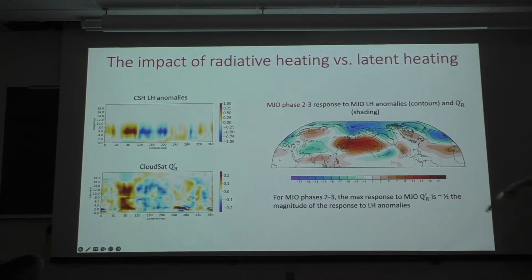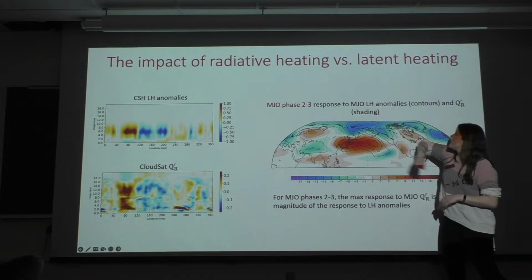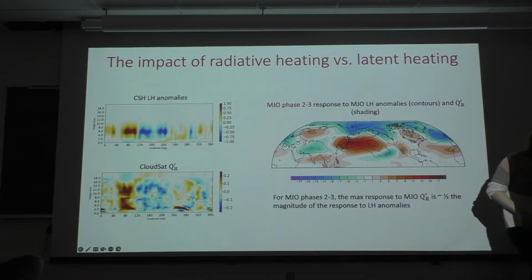And if you compare the magnitudes here, this goes up to around 14 meters. So that's 50%, that's half the magnitude, right? So QR is about half the magnitude of the response to latent heating anomalies. That's not negligible. Oftentimes when we think about teleconnections, our mind automatically goes to the latent heating. Well, the latent heating forces these teleconnections that we see, but the magnitude of the response forced by latent heating versus the response by the QR are not significantly different. It's half the magnitude, which is not negligible.